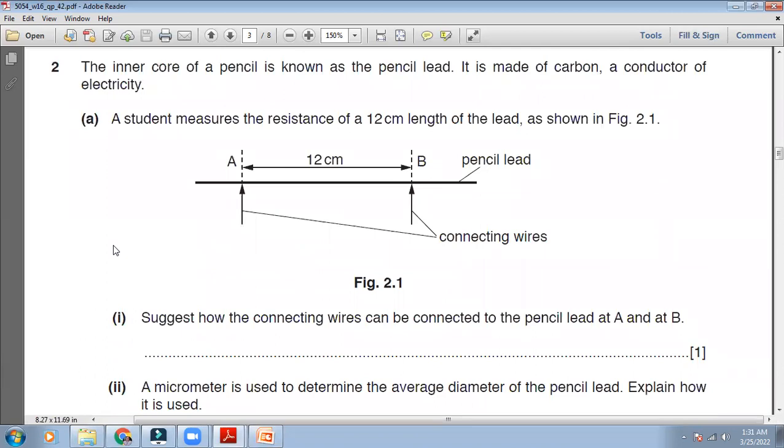The inner core of a pencil is known as the pencil lead. It is made of carbon, a conductor of electricity. A student measures the resistance of a 12 centimeter length of the lead as shown in figure 2.1.